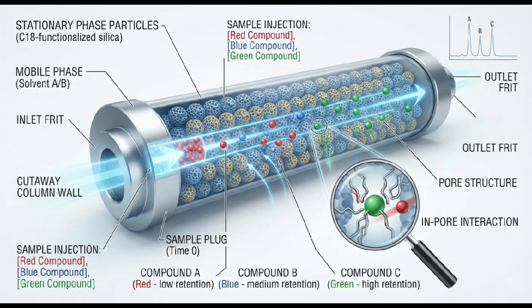Column. The column is the heart of the HPLC separation. It contains the stationary phase which interacts with the components of the sample. Different compounds interact differently with the stationary phase, resulting in different retention times.